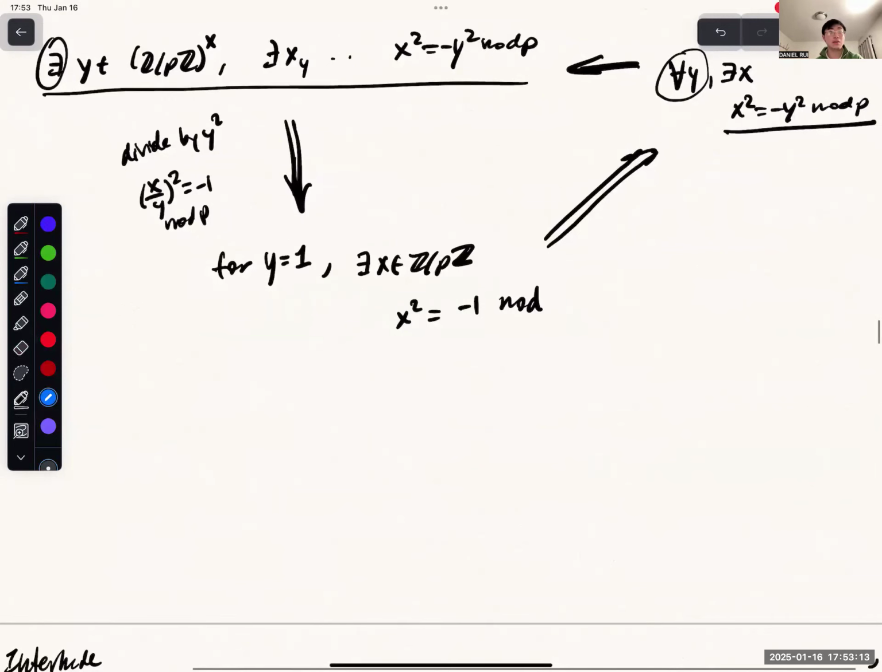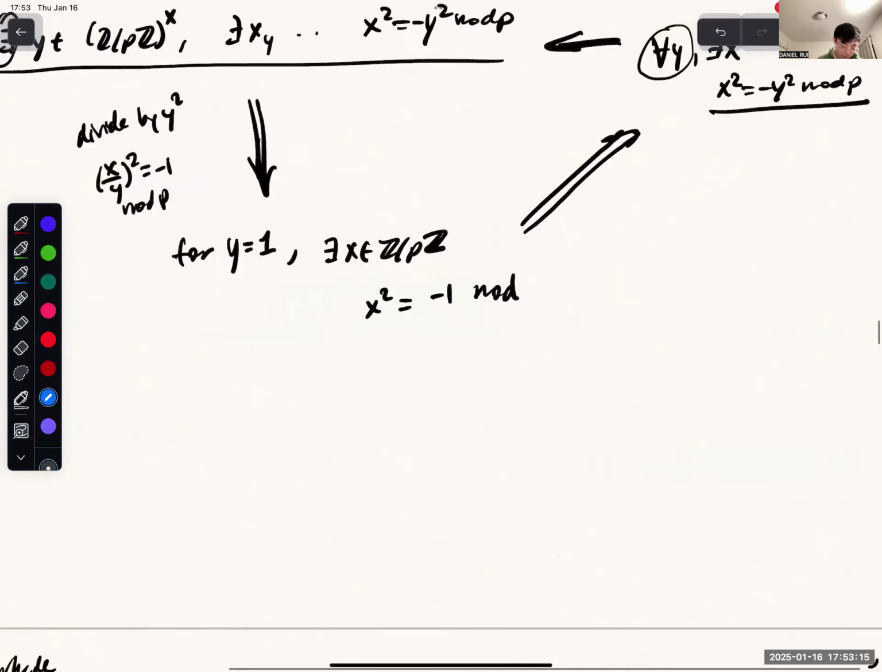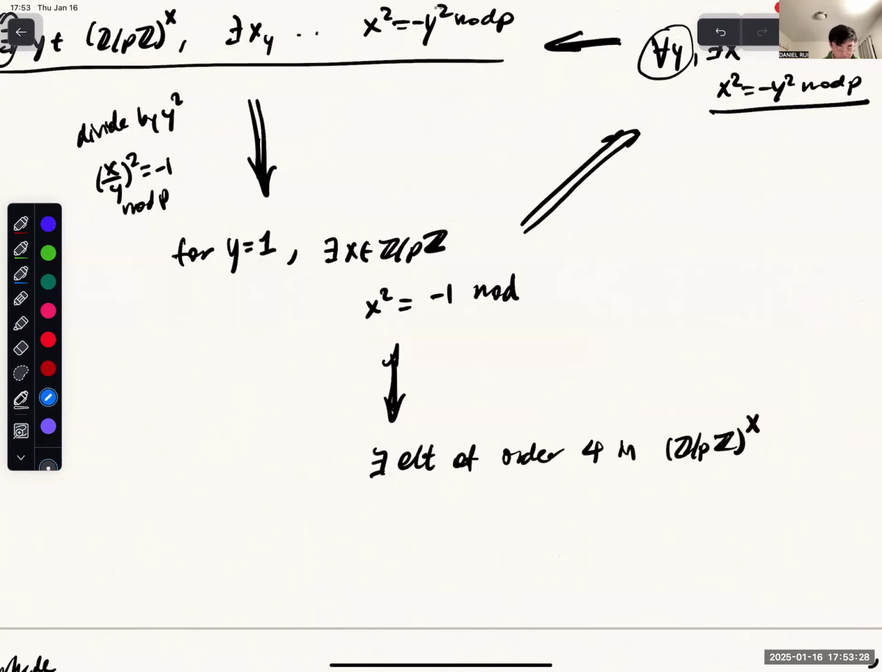Now, let me continue. This is if and only if there exists an element of order 4 in Z mod pZ star. Yes, there's a caveat that we're assuming p is not equal to 2 here.